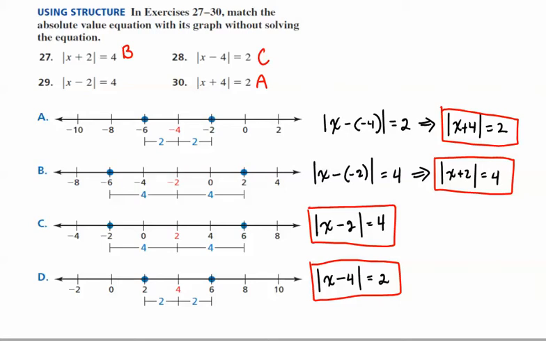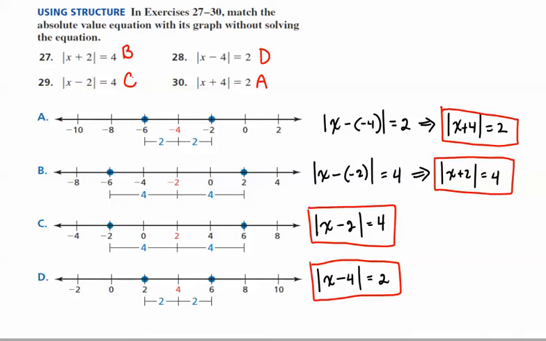Hold on a second. Actually, that one should be absolute value of x minus 4 equals 2. That should be D. So I must have made a mistake here. So let's go back and see what I did. So C should go together with 29, and let's see if that was the only mistake there. Absolute value of x plus 2 is equal to 4. That should be B. Absolute value of x plus 4 is equal to 2, and that should be A.